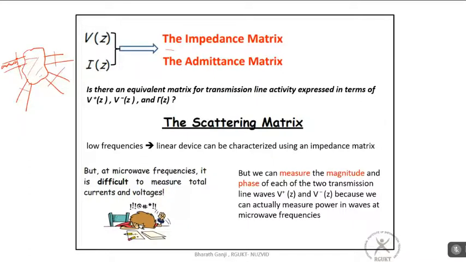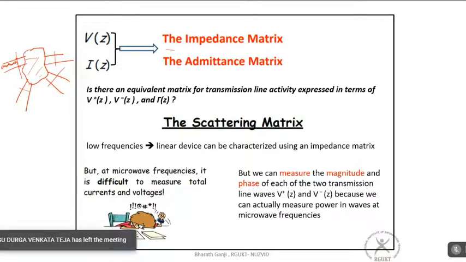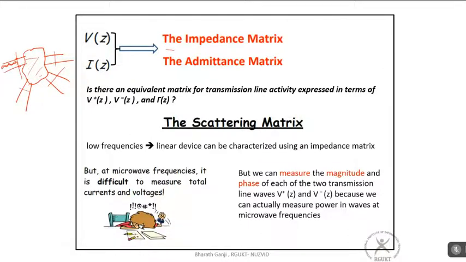Okay. So like the impedance and the admittance matrix for an n-port network, the scattering matrix also provides a complete description of the network as seen at the n-ports. While the impedance matrix and the admittance matrix relate the total voltage and currents at the ports, the scattering matrix relates the voltage wave incident on the port to the wave reflected from the port. Okay, so that is important. So the scattering matrix basically relates the voltage incident on the port and the reflected on the port.